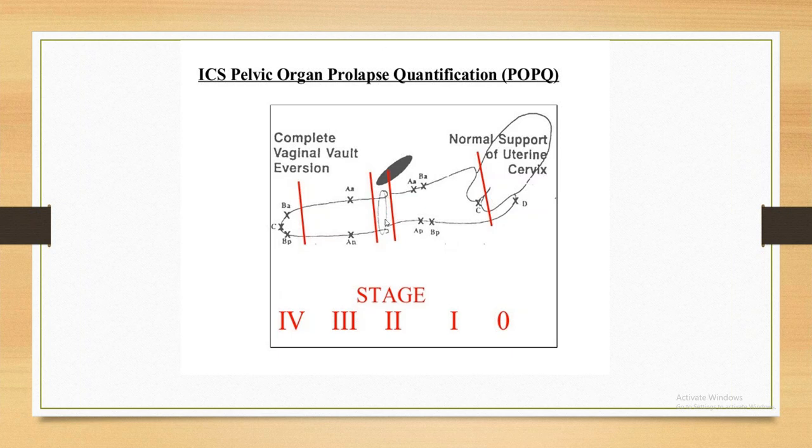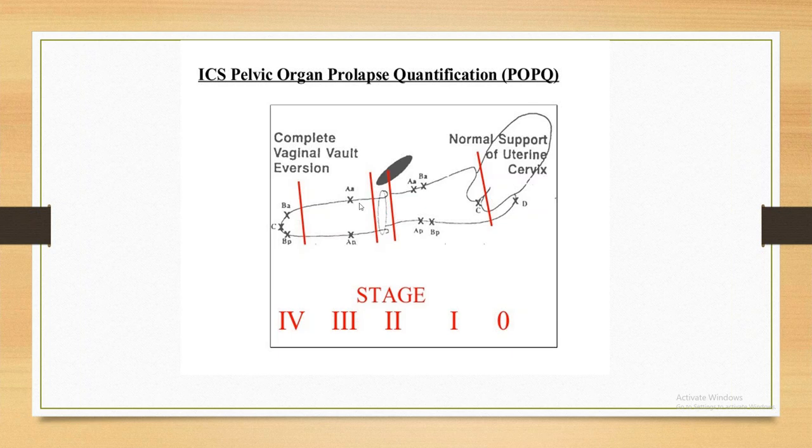Very easy is from minus 1 to plus 1, it becomes stage 2. This is the easiest thing. Now from plus 1 to plus 6 becomes stage 3 when the TVL is 9. From plus 7 to plus 9 becomes stage 4.